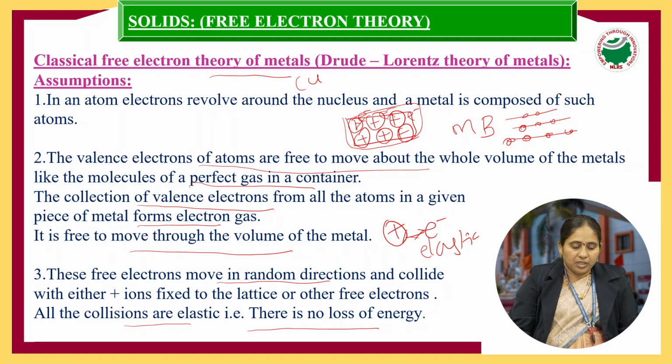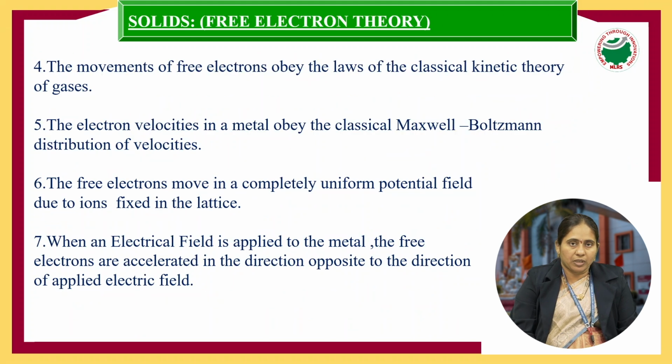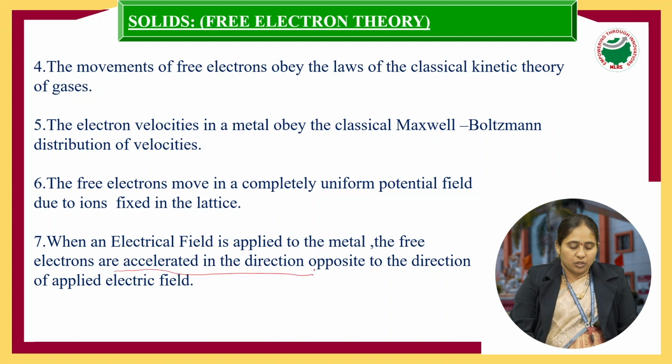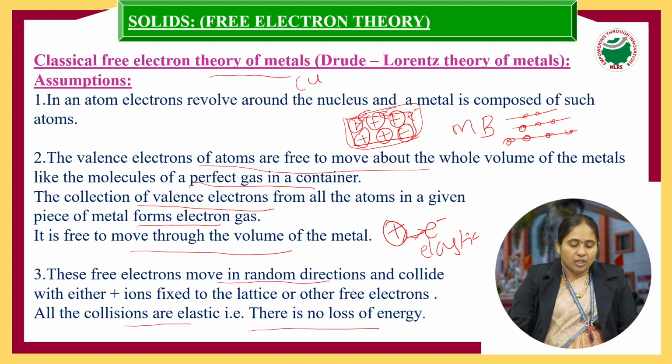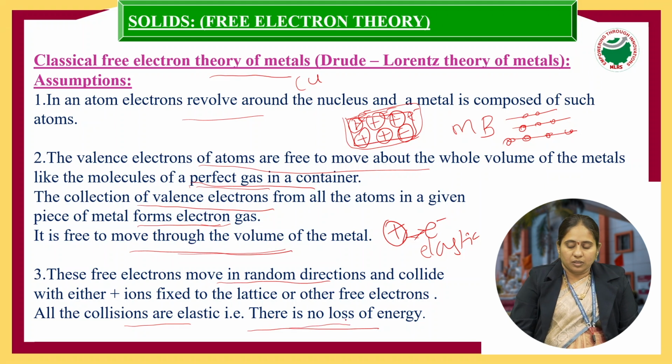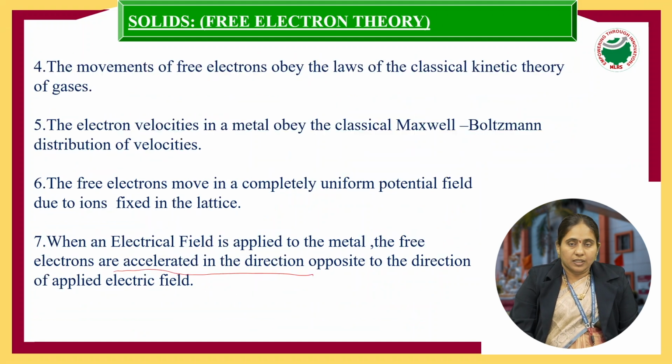Now, by application of an external electric field to the metal, what will happen? These electrons move in a direction opposite to the direction of the electric field. So these are all the assumptions of the classical free electron theory. The first assumption is that electrons revolve around the nucleus and the metal is composed of such nuclei, and these electrons form a perfect gas in a container, that is electron gas, and move throughout the volume of the metal. Next, the collision between the positive nucleus and negative electrons is elastic in nature, that is, no loss of energy, and it obeys the classical kinetic theory of gas.